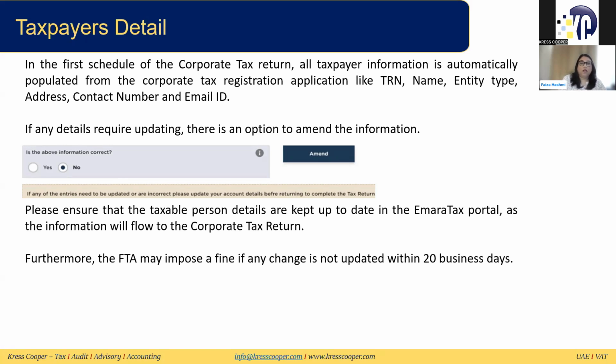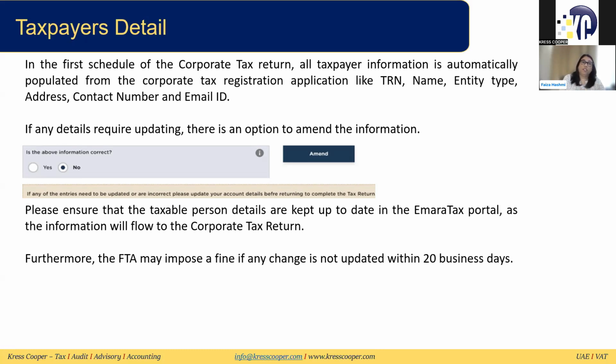There is a section where, if the information which has been populated is not correct, you can amend it. But if you go to amend, it will take you to the taxable person to amend this. It is better to ensure that the taxable person remains updated, so that it is picking up the most current detail. We know already that FTA can impose a fine if you do not keep your taxpayer information up to date in the portal.